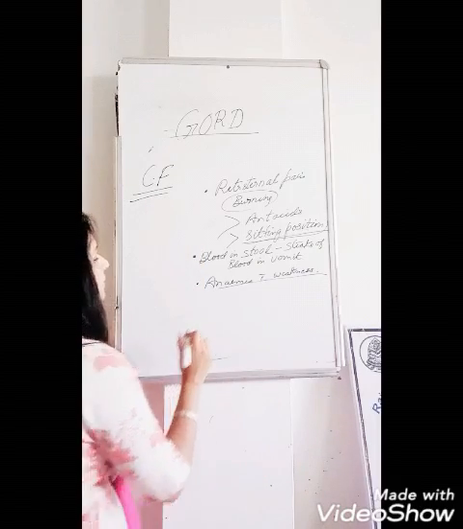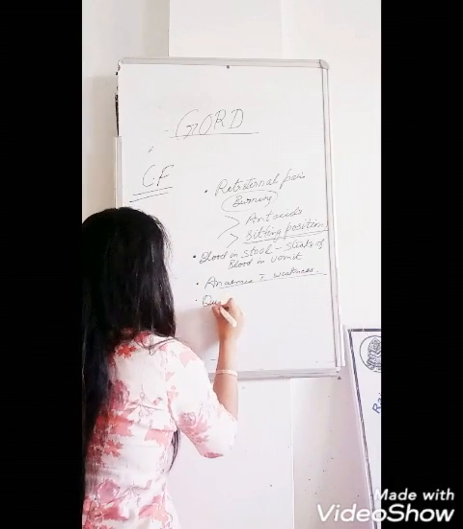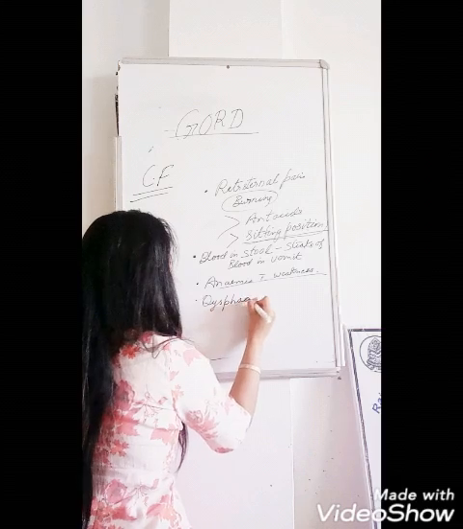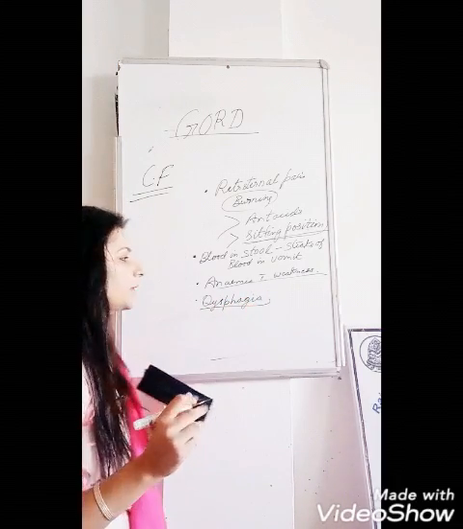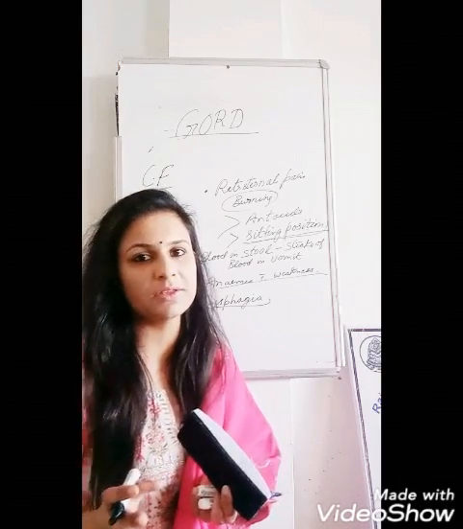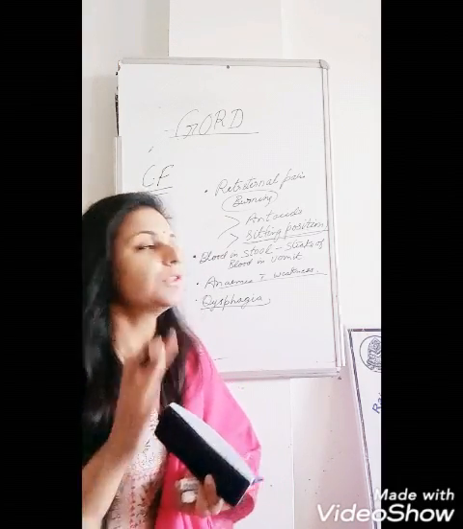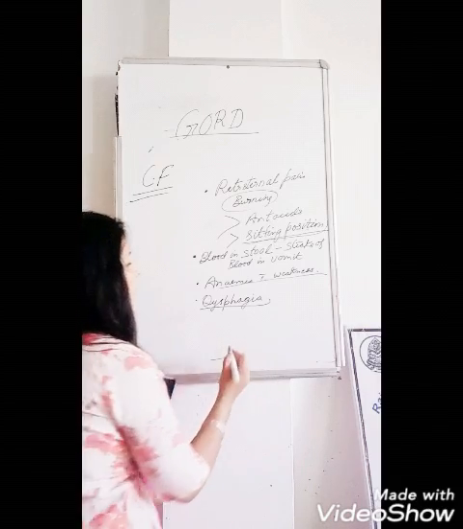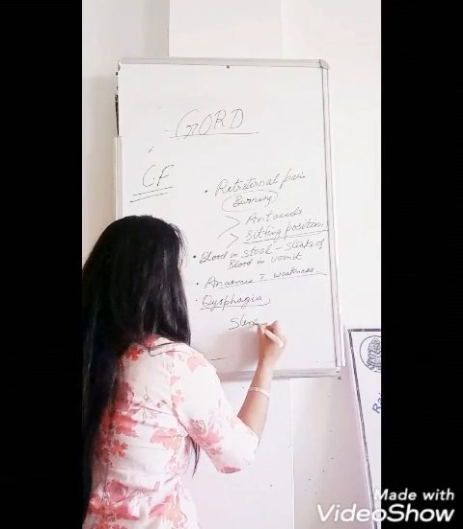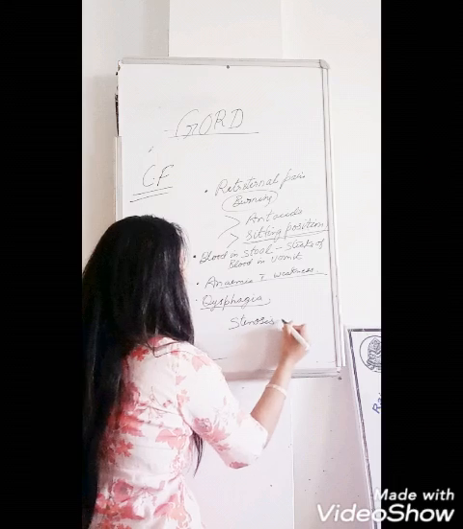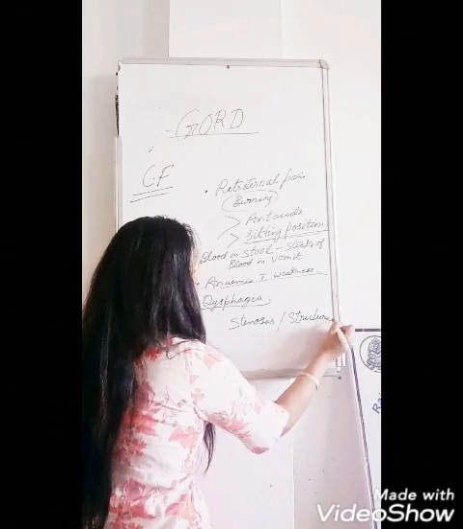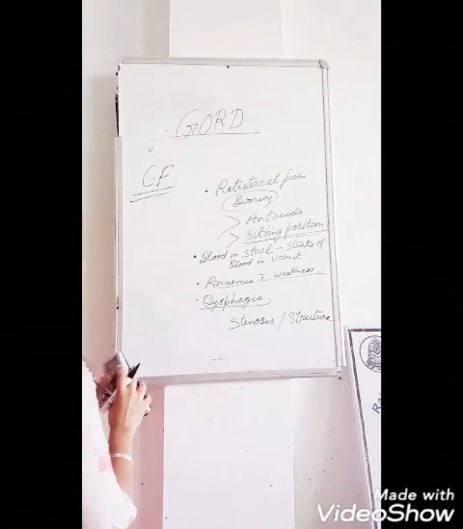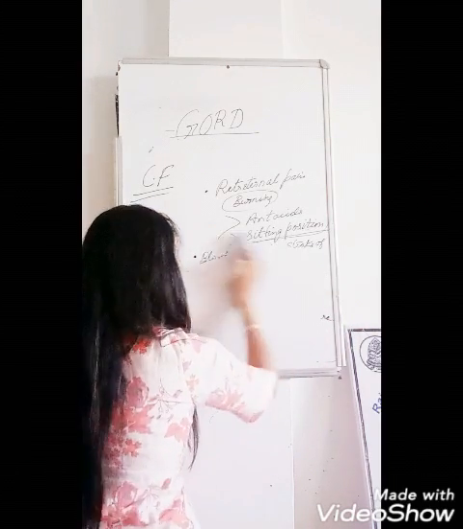So besides this, the very important feature is dysphagia. Because of the multiple ulcers and extensive inflammation in the lower end of the esophagus, there will be dysphagia. The late dysphagia is due to the stenosis and stricture of the esophagus. So these are the clinical features.